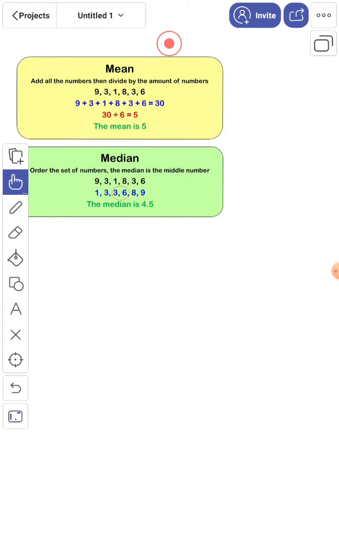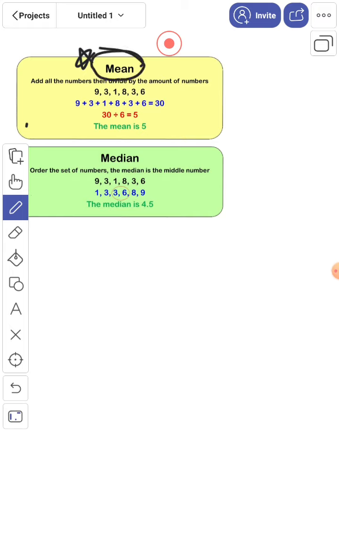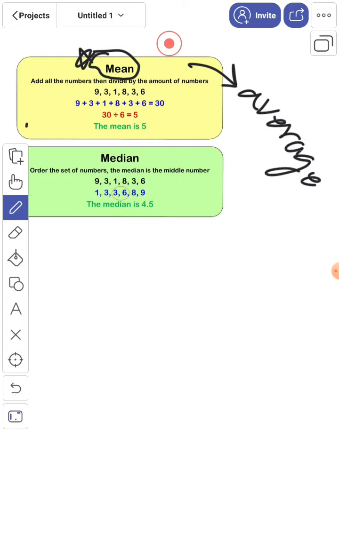There are 4. There's mean. So let's talk about mean and median first. So mean, let me undo that. Mean is just another way to talk about average. Very, very important. So this is how you figure out the mean or the average.